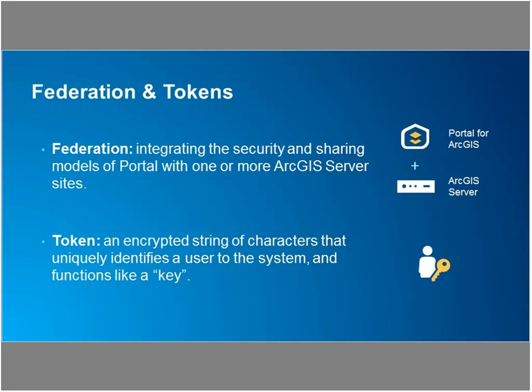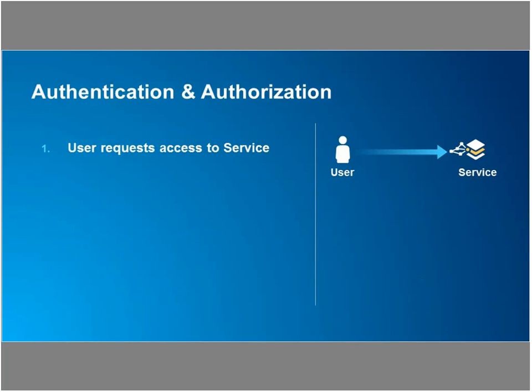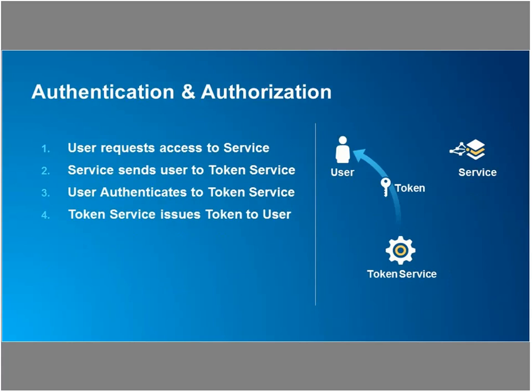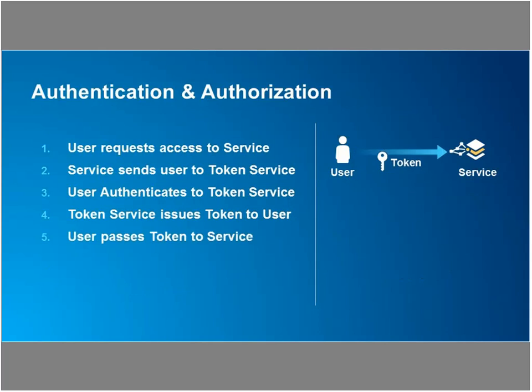So how does this work? Let's take a closer look at this process, but in a more general sense at first. The process begins by the user requesting access to the service. If the service is a secure resource, the service sends the user to a token service in order to authenticate. The user then authenticates to the token service, typically by providing their credentials. The token service issues a token back to the user, and the user passes their token to the secure service. And if the user is authorized to access the resource, then access is granted and the service delivers its content to the user.